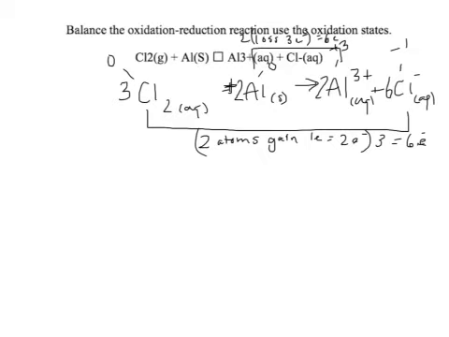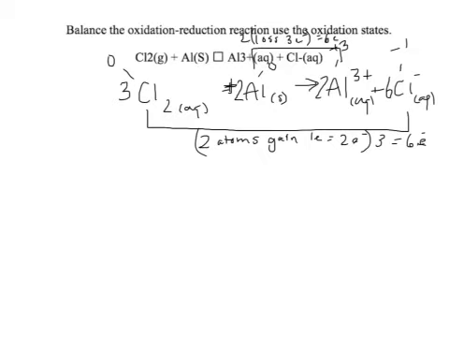Then the last step is to balance by inspection to make sure all of the other elements are balanced. And in this case, there are only aluminum and chloride ions, or atoms, and so that is all balanced. And this reaction is now balanced according to the number of electrons being lost and gained.